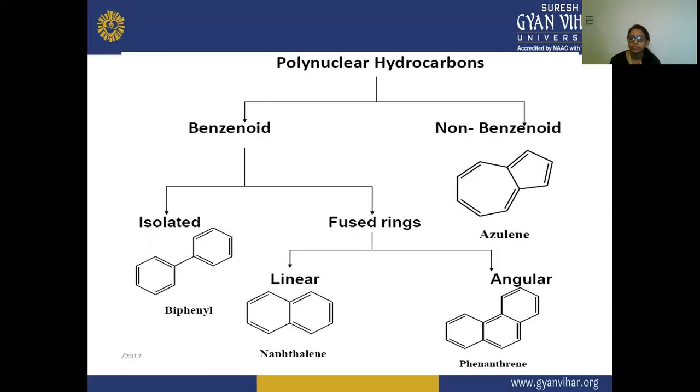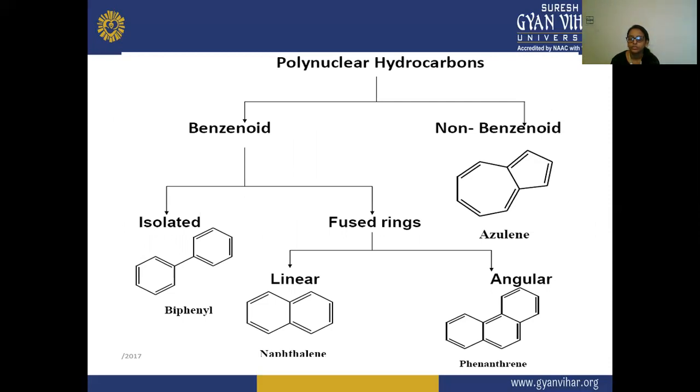Next, this is the classification of the polynuclear hydrocarbons. These are divided into two classes, that is your benzenoid, and second is your non-benzenoid. In your benzenoid, you will see this is your azulene structure, and this benzenoid is again divided into two types, that is your isolated and the fused ring.